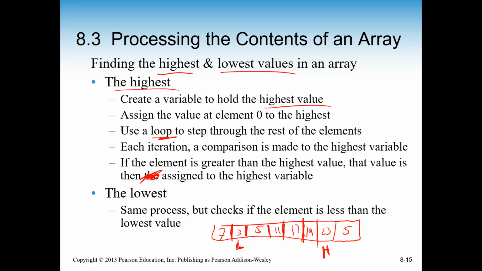The lowest is the exact same process, but checks if the element is less than the lowest value. So, whereas before you were doing greater than, in the next one you're doing less than. That's really pretty much the only change there. Obviously, we are going to have to implement this logic in our code, but it's another example of how arrays store data and the algorithms that we need to move through them.